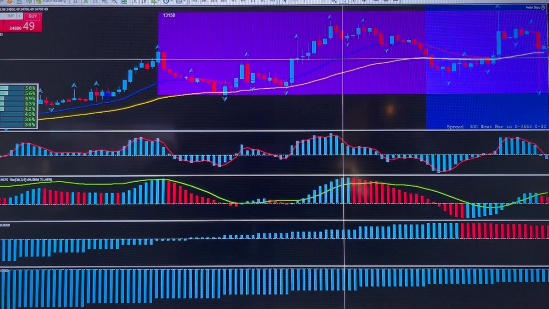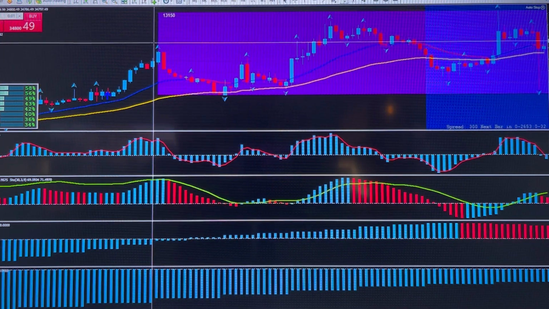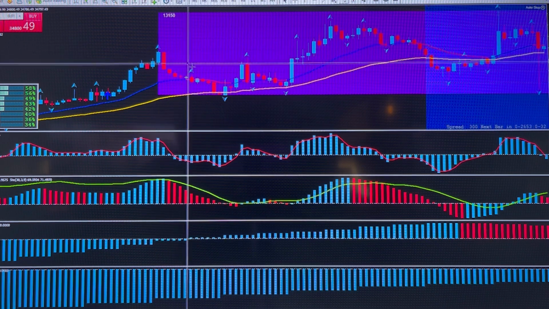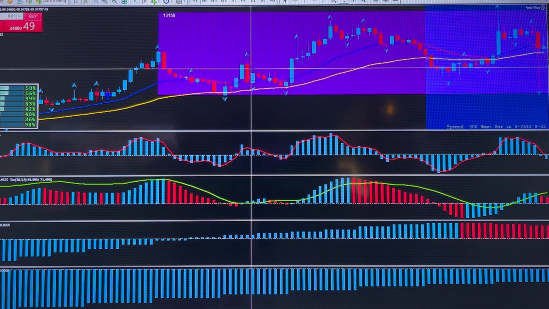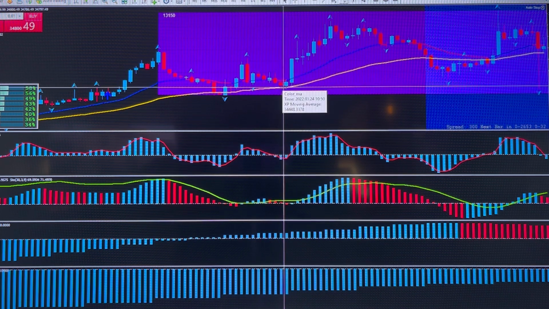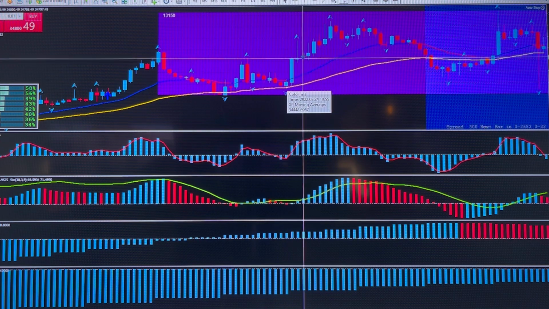So we're going to scroll. Here's another 2 o'clock. So 2 o'clock here. Came down. Kissed the 50 moving average. Went back up. Had to wait a minute. And then bam. Right here. About 3:30. And it just takes off.